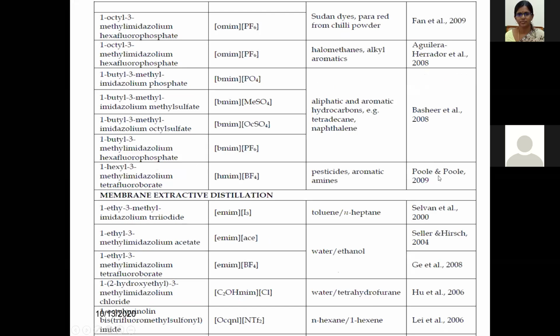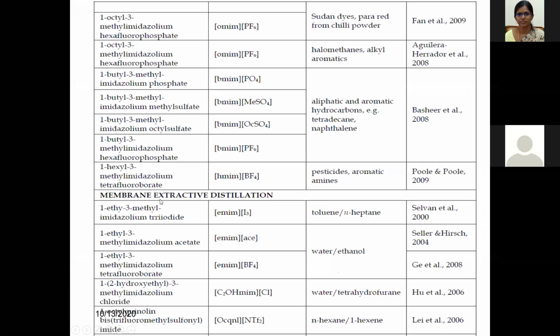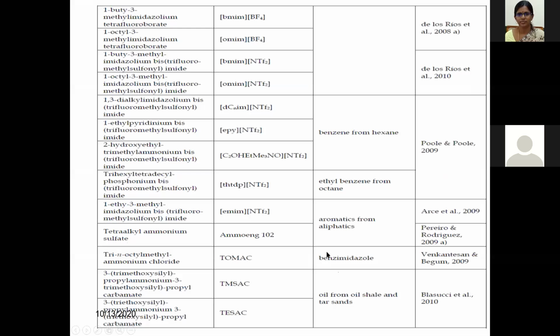Okay, in this case you can see membrane extractive distillation. In the membrane extractive distillation, they tried different ionic liquids with different compounds which are getting separated, like toluene, N-heptane, water ethanol, water tetrahydrofuran, N-hexane, 1-hexane. This has been done by different authors.